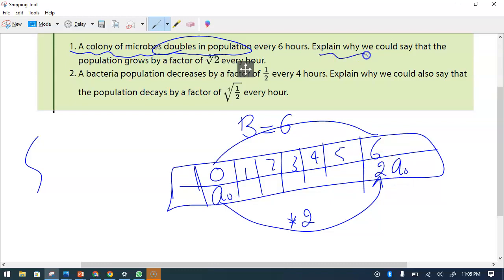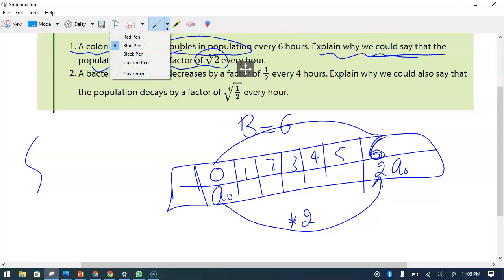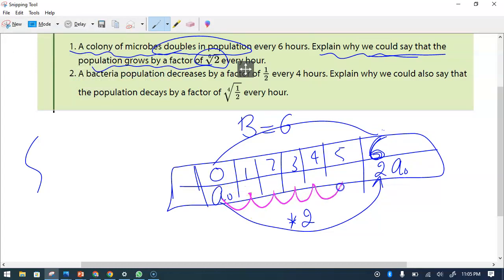So the question is why we could say that the population grows by this every hour. Sorry, this is in 6 hours. So this is not a day, it's 6 hours. And clearly we need to know for every hour. So from here to here, from here to here, from here to here, from here to here. We want to know for every one, right? Because let's call this B, so we have B.